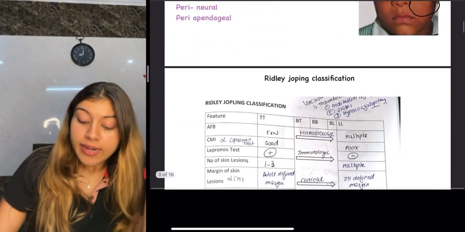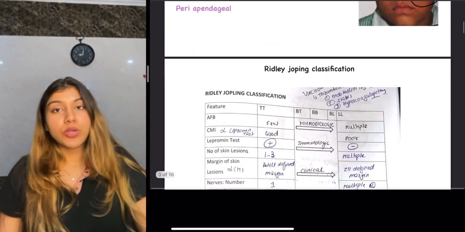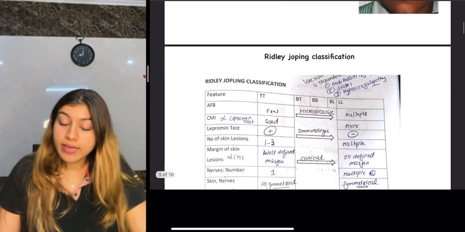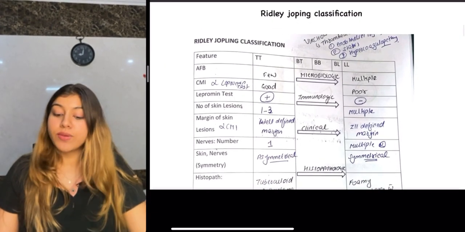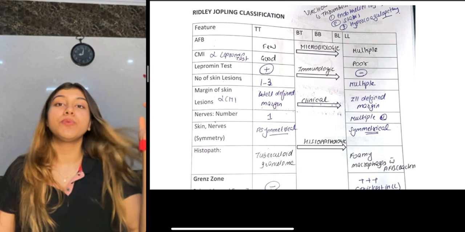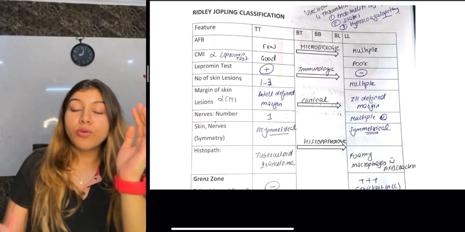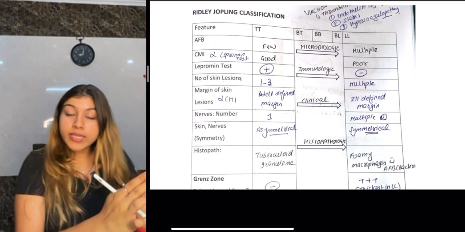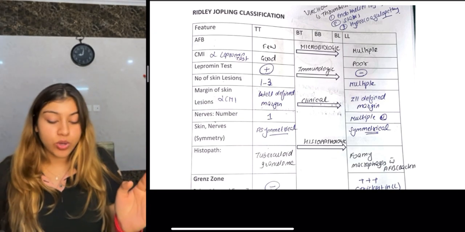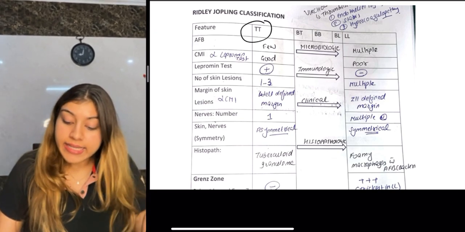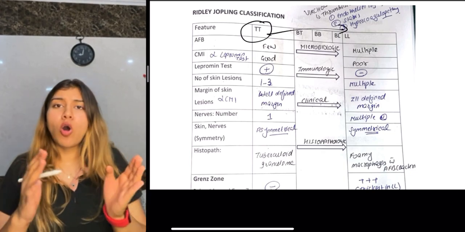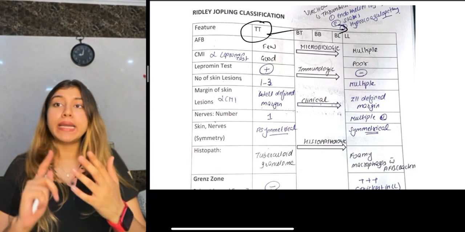Next, this is an important classification that you need to know. That is going to be your Ridley-Jopling classification. This classification is going to help us differentiate the various courses of your leprosy. Now we are going to look at the spectrum from your tuberculoid type till your lepromatous leprosy. We're going to go from TT till lepromatous leprosy. On the way, we're going to differentiate between your BT, BB and BL.